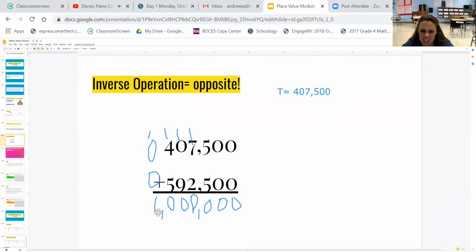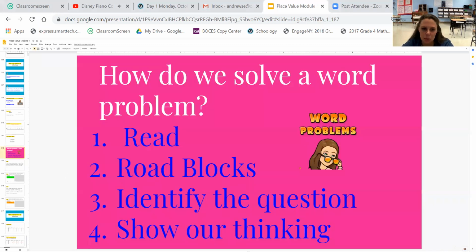So some people, when they check their work, they're like, oh, my answer is 1 million. But no, that's just us checking our work. So our value of t, 407,500. Please give yourself a thumbs up, a pat on the back, give your brain a kiss if you took the time to double check your work. I think that's a great habit to get in. So good job. All right, friends, let's keep moving.